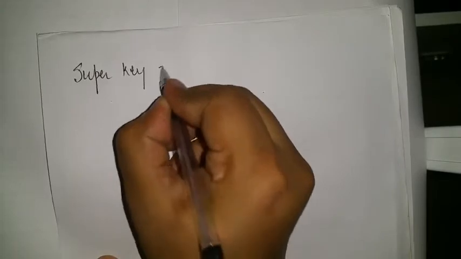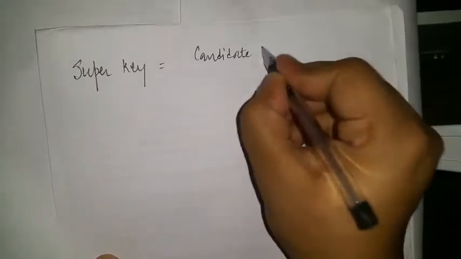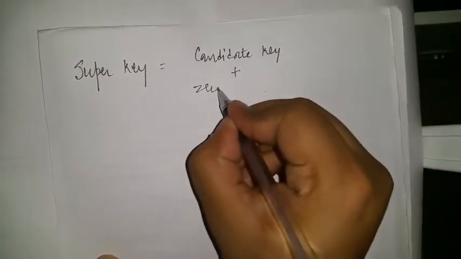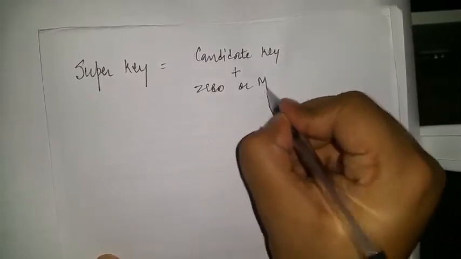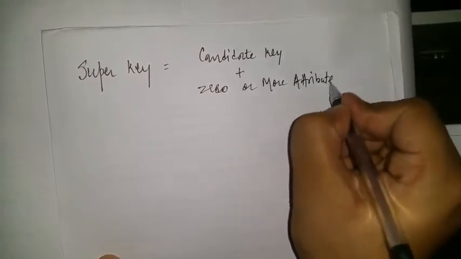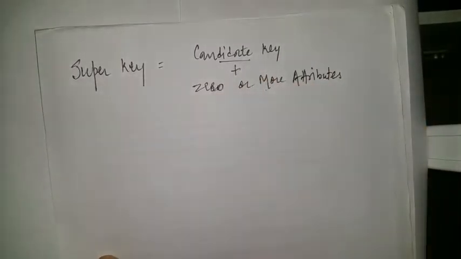All of you, this is a tutorial about super key. Super key is defined as candidate key plus 0 or more attributes. If you want to know about candidate key, please refer to the link in the video.